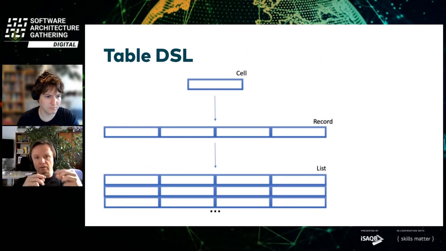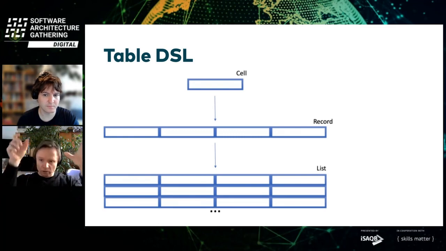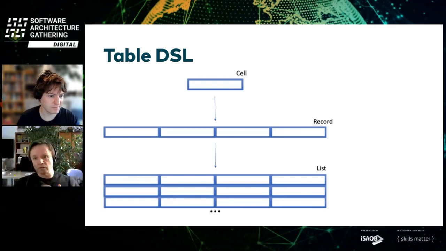So it starts with a single cell, which is kind of the simplest Excel spreadsheet that you can imagine. You can assemble these cells into records where you have different columns representing different things. And then typically you have lists of these records. You can also even have two-dimensional things where you have lists also going in the horizontal direction. So you get kind of a nice little domain model for tables.